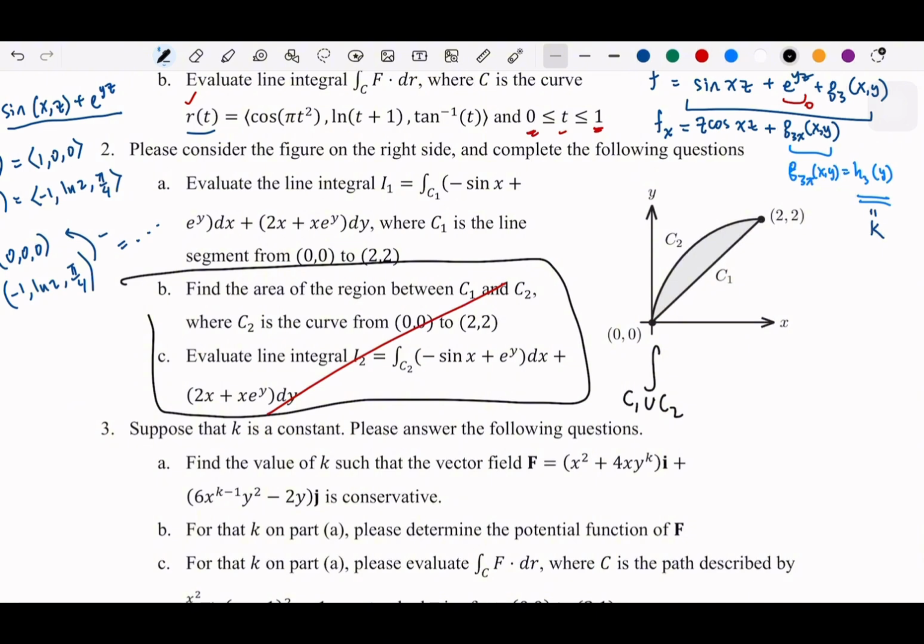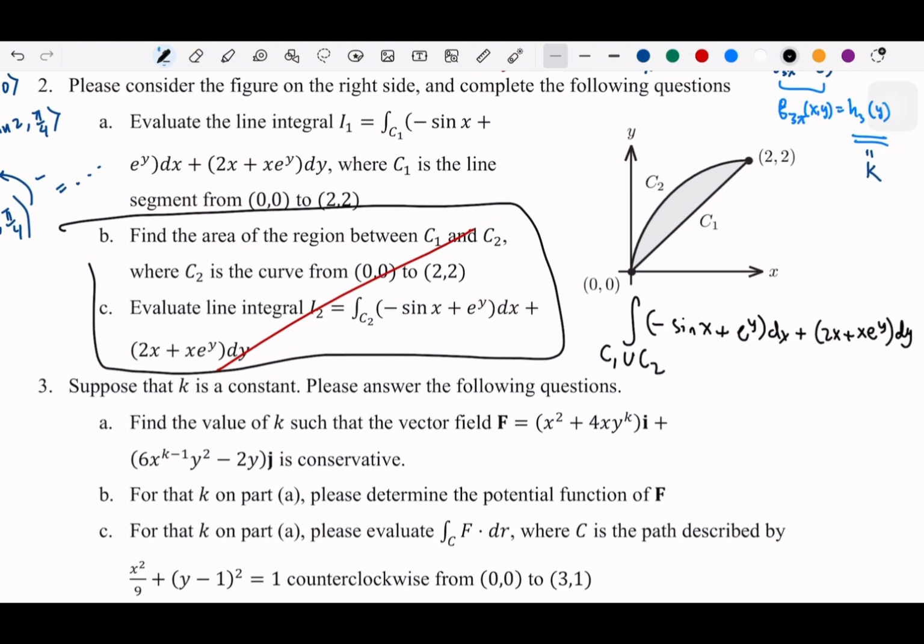And this will be the same, negative sine x plus e, and so on. And it's much easier to compute this because this will be equal to Green's theorem. So taking Green's theorem, this equals the double integral over D of partial x of Q minus partial y of P, dA, and D will depend on what is in the region.